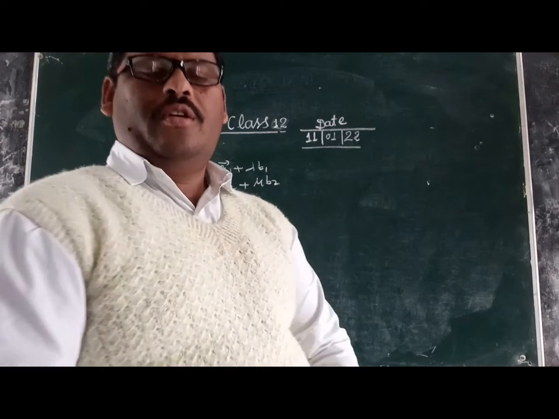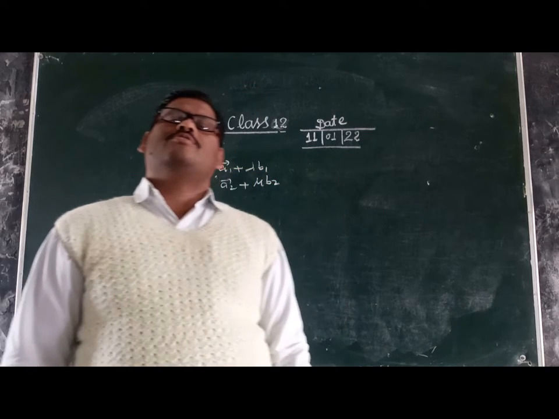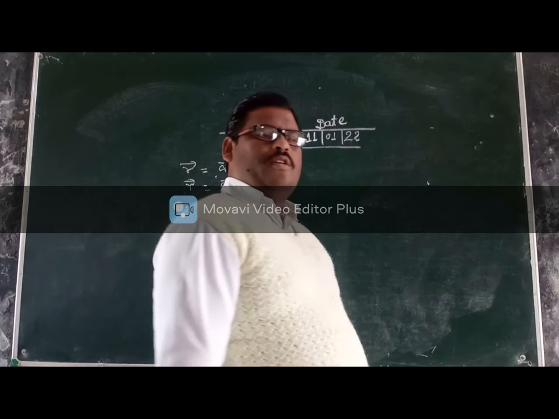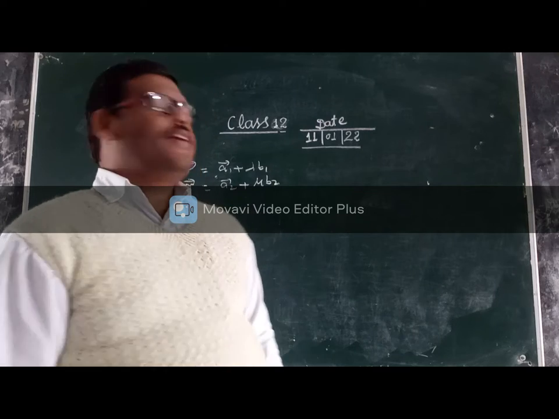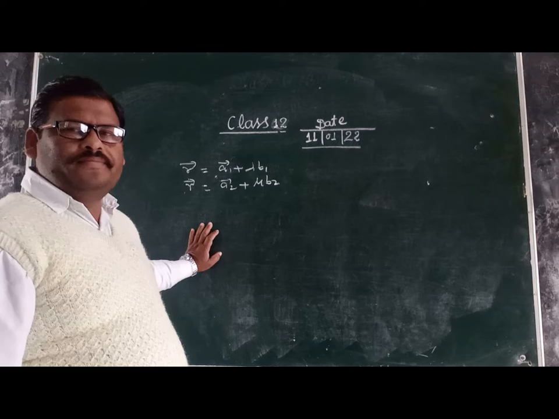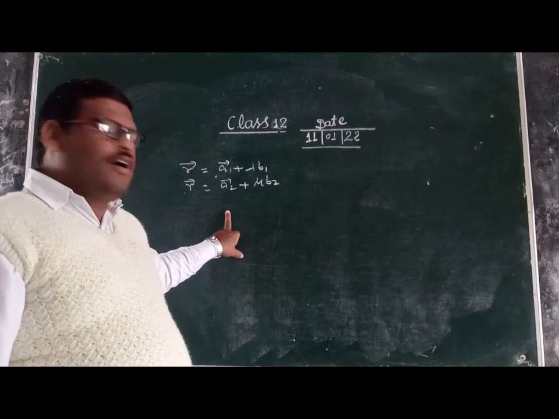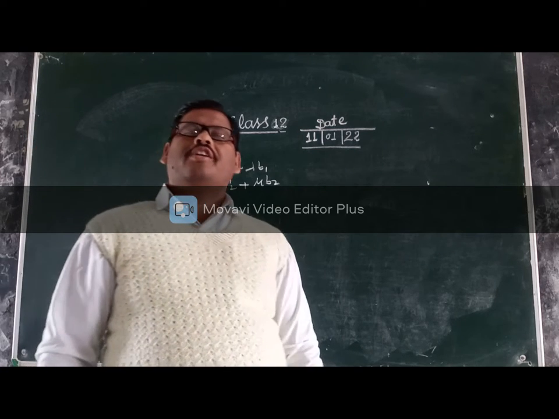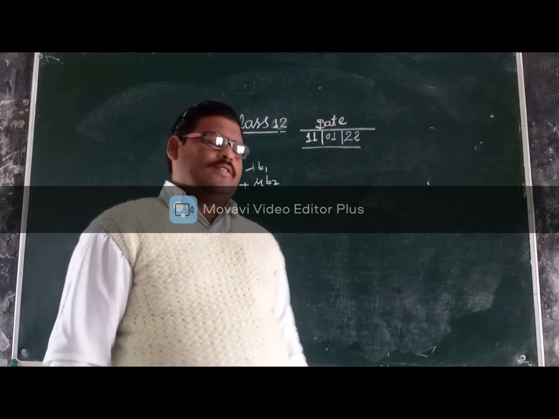Yesterday, we discussed the equation of the line passing through two points. Today, we shall discuss how to find the distance between two lines. To find the distance between two lines, first of all, we examine whether the given equations represent parallel lines, intersecting lines, or skew lines.